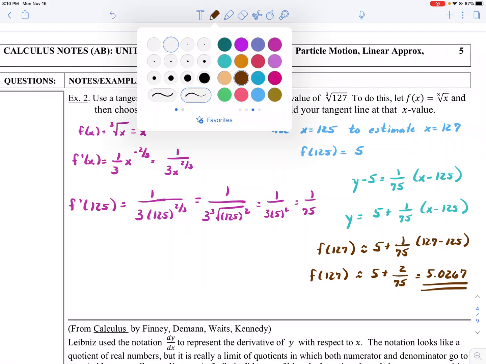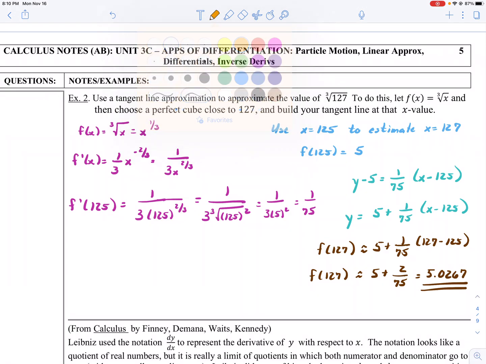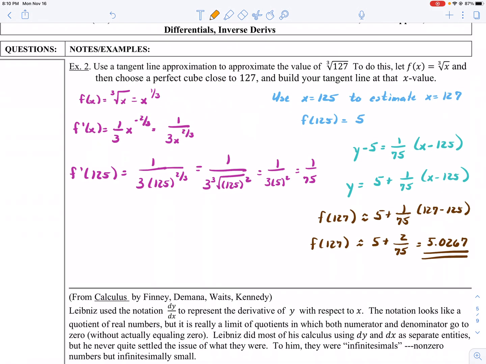But again, your calculator is pretty fancy. It is basically a computer in your hand. So we're going to find the exact value by taking 127 to the 1/3 power in your calculator. You need to be able to do that. And you get 5.0265. If you don't know how to do that, I would practice that in your calculator. You need to be able to do that.